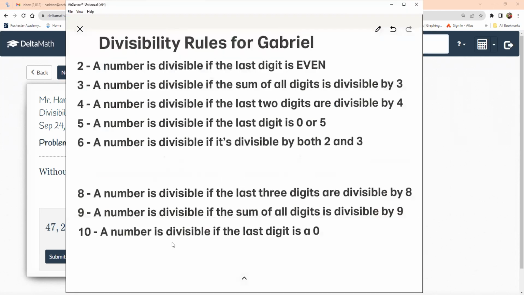Now, I'm going to jump to the divisibility rules. I'm going to show you these. There are a bunch of divisibility rules, but here are the basic ones. In this case, we're looking at 9. We want to know if this number is divisible by 9. The way you tell is you take all of the digits and add them up, and if the sum is divisible by 9, the actual number is divisible by 9. Let me show you what that means.